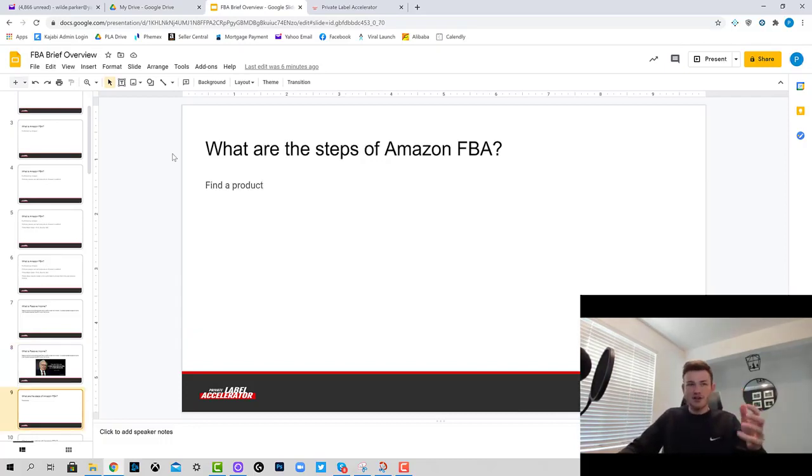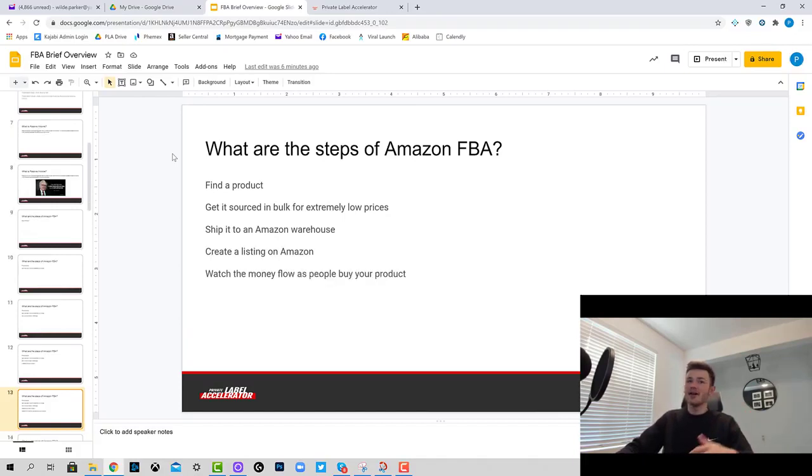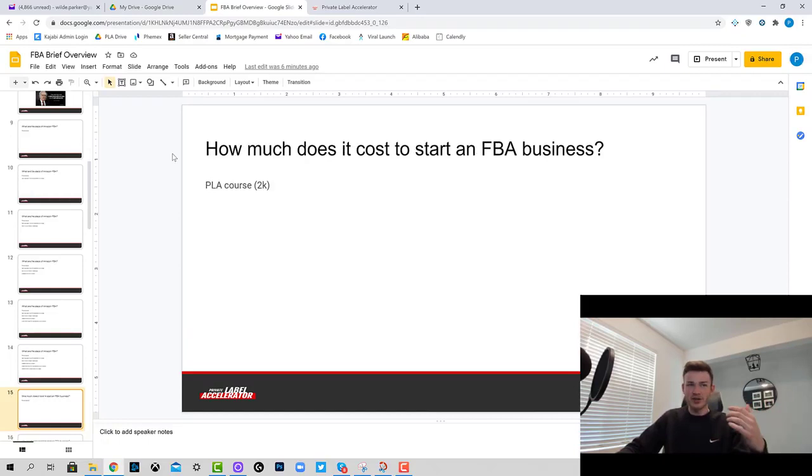So I kind of went over this already, but I'm going to go into a little bit more detail now. What are the steps of Amazon FBA? So you'll find a product using a product research software. Again, high level, guys. I'm going to be showing you a lot more about this later, so just bear with me. You are going to get that product sourced in bulk for extremely low prices. You'll ship it to an Amazon warehouse, create a listing on Amazon, and then essentially watch the money flow as people buy your product. And Amazon will pay you every single 2 weeks.